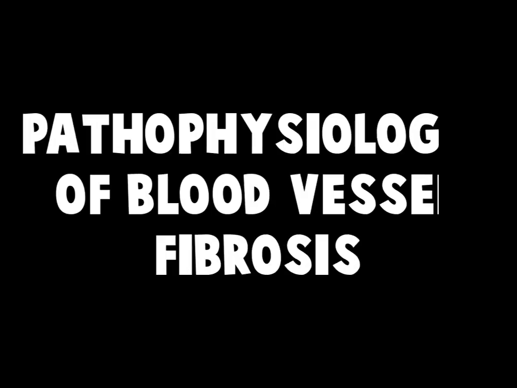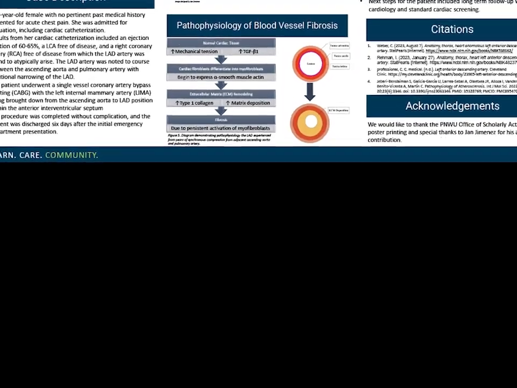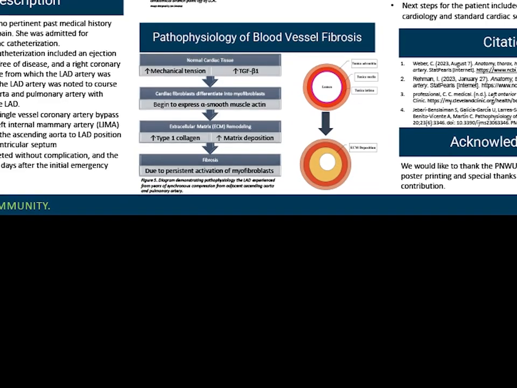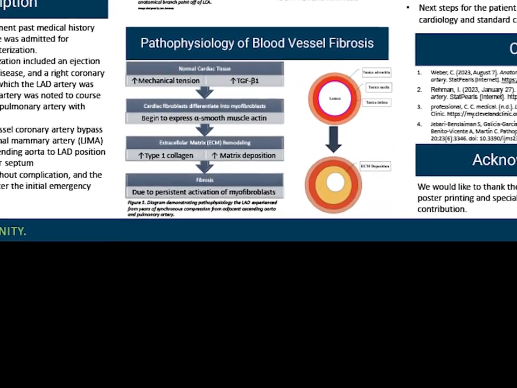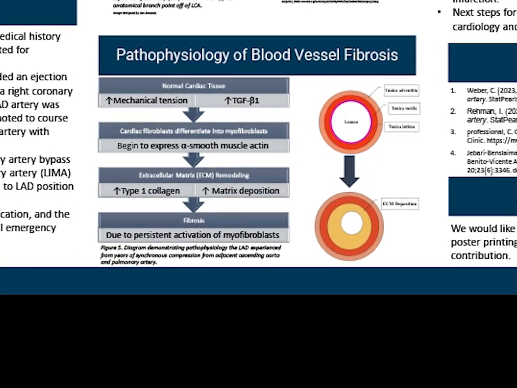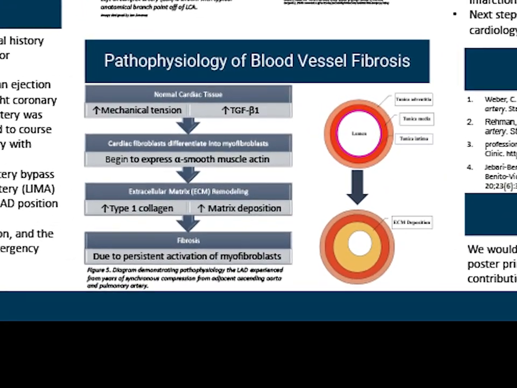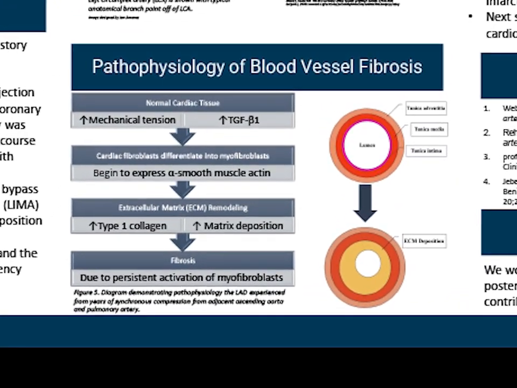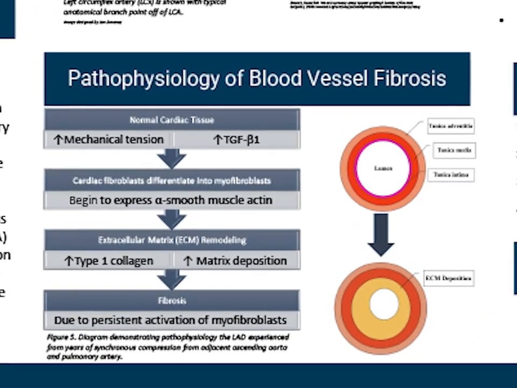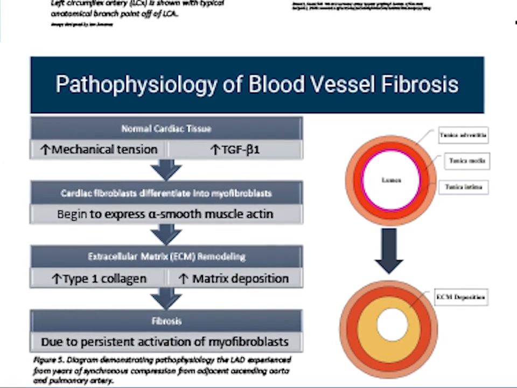Pathophysiology of blood vessel fibrosis. Here's a quick review of the fibrosis process in blood vessels. Normal cardiac tissue, such as the top image on the right, can be exposed to increased mechanical tension, causing cardiac fibroblasts to differentiate into myofibroblasts. During this process, they begin to express alpha smooth muscle actin, and extracellular matrix remodeling occurs. The increase in matrix deposition in type 1 collagen leads to fibrosis. The lower image on the right shows the resulting effect of this remodeling on the lumen of the blood vessel.